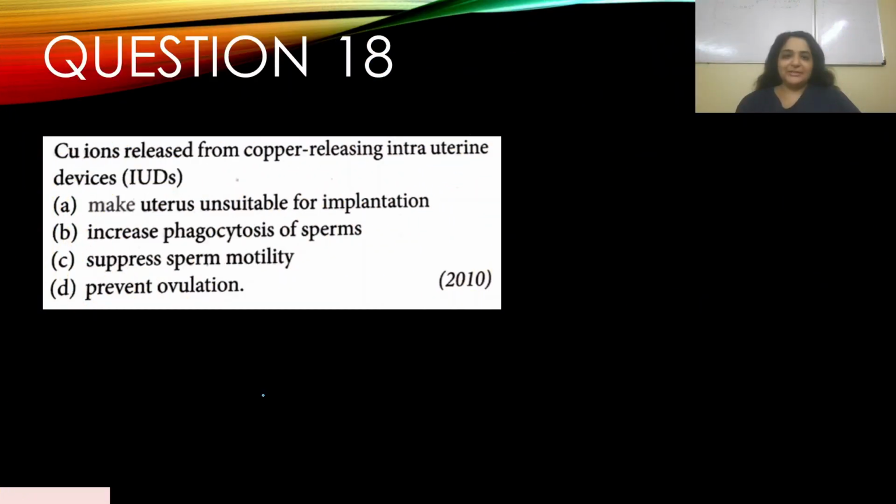Okay, question number 18. Copper ions released from copper releasing intrauterine devices, what do they do? This appeared in 2010. A. Make uterus unsuitable for implantation. B. Increase phagocytosis of sperms. C. Suppress sperm motility. And D. Prevent ovulation. Okay, so we're looking at copper ions in particular, and they suppress sperm motility. That is C. So the answer is C over here.